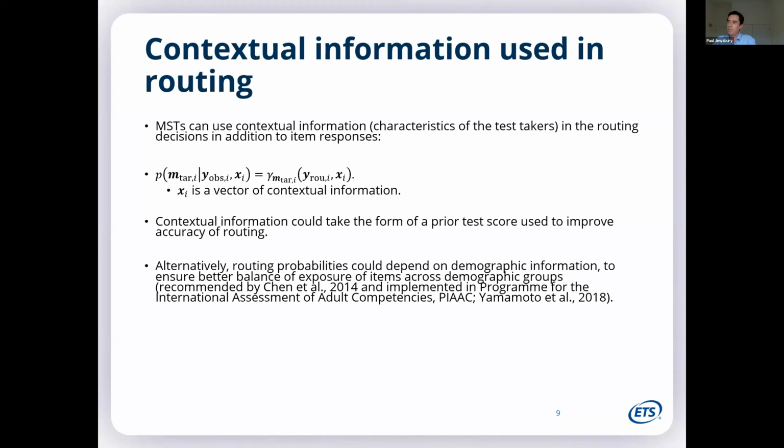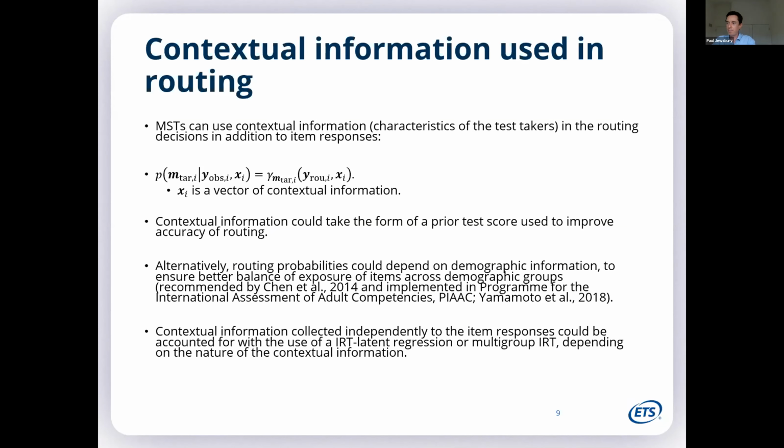So the routing probability is conditional on the responses to the routing module, and the routing probabilities were different depending on the native language speaker status and the education level of the person. So these are contextual information that have been used as part of the routing, and that has missing data implications.